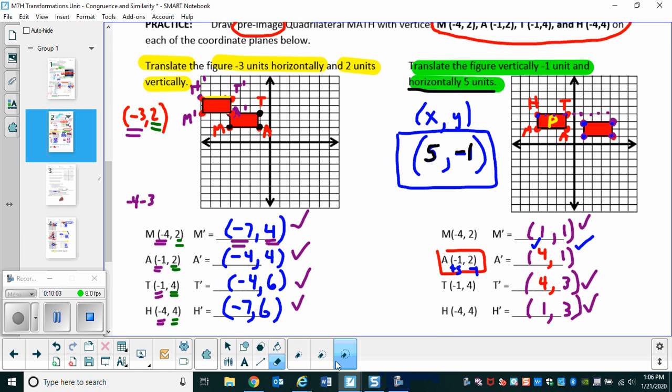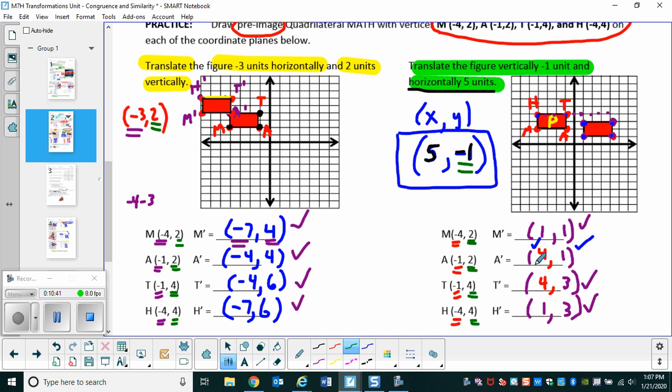Now you can visually see it like I just did, or take a look at the shortcut with the math. If you know this thing is supposed to move over 5, take all of your x points and just move them over by 5. So just add 5 to all of these values. Y'all, what's negative 4 plus 5? 1. Negative 1 plus 5? 4. Add 5, add 5. Now for the y's, each one of them is going to move down 1 unit. So we're going to take away 1, take away 1, take away 1, take away 1.